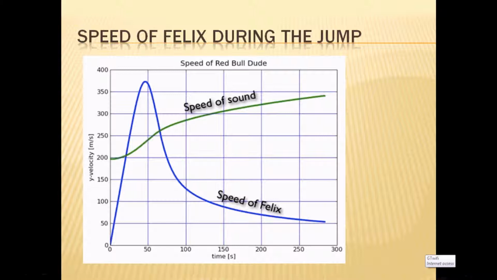Now, at higher times during his jump, his speed starts to decrease because his altitude is decreasing, the air density is getting higher, which in turn leads to a higher drag force.